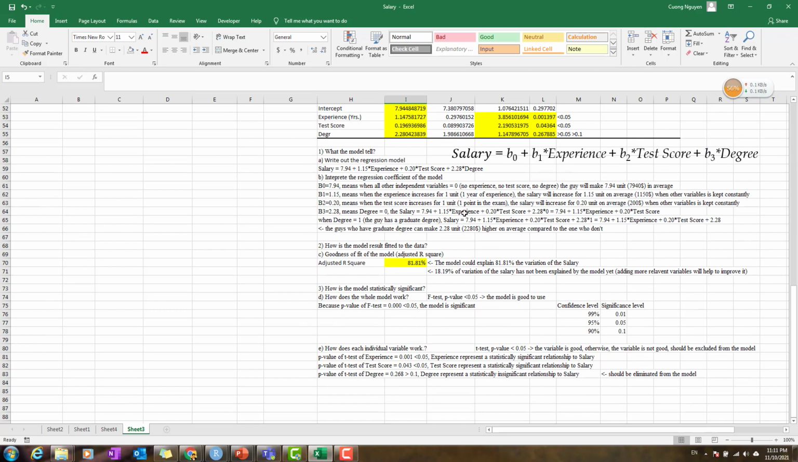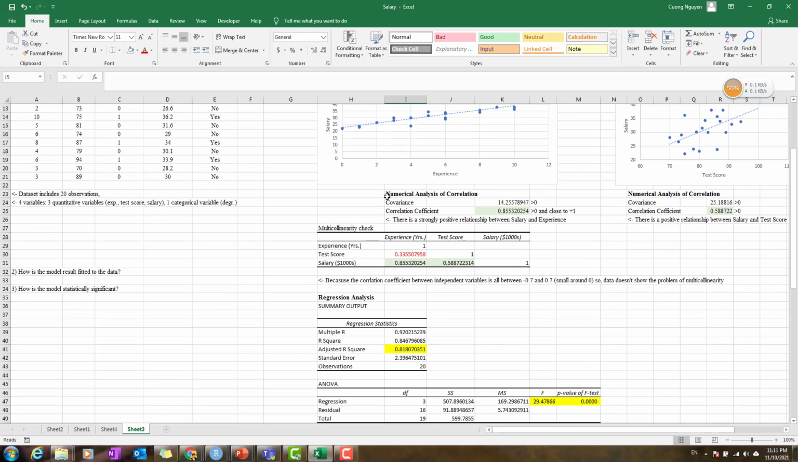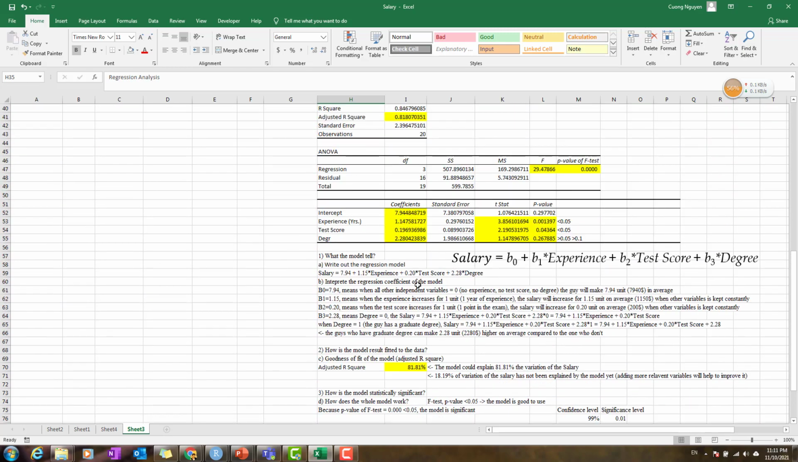And this is how I run the multiple regression analysis, from the correlation analysis to the multicollinearity check, and finally the regression analysis. Thank you so much for listening.